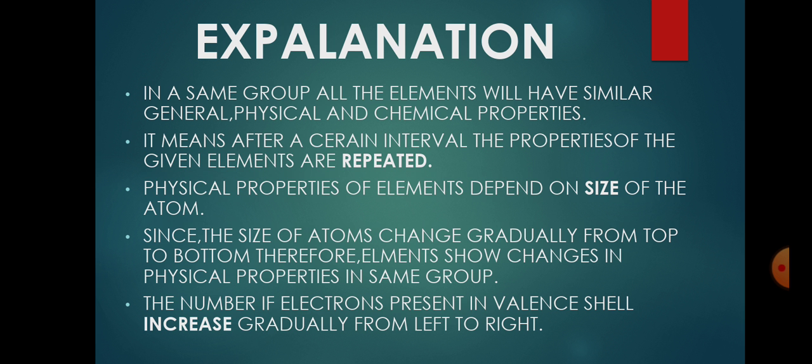So when we move from top to bottom in a group, atomic size increases. Why does atomic size increase? Because of the addition of new shells. And when we move from left to right in a period, electrons are added in the same period. Why does the addition of electrons increase? Because the atomic number, or the number of protons, increases. So when the number of protons increases, the number of electrons also increases.